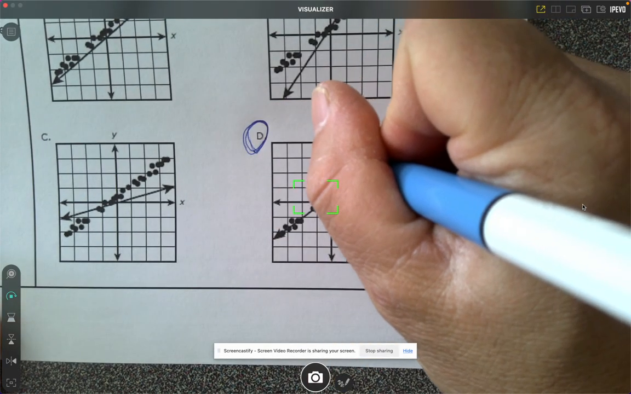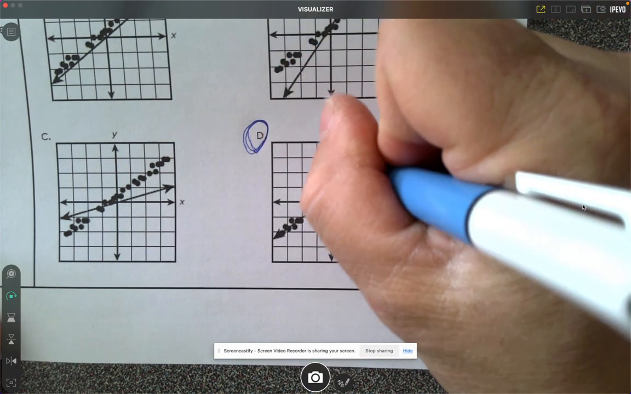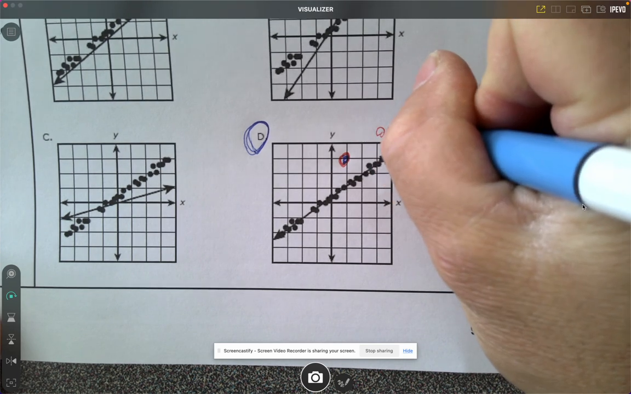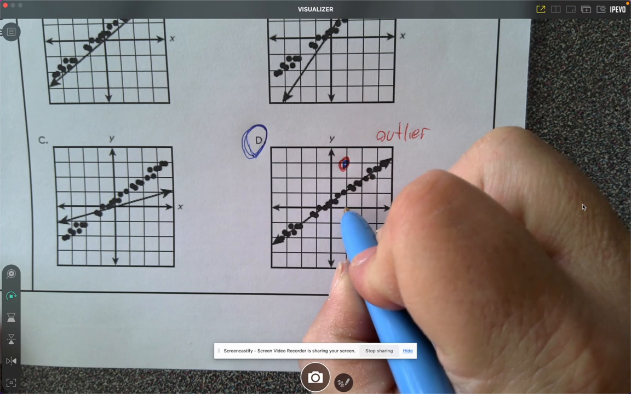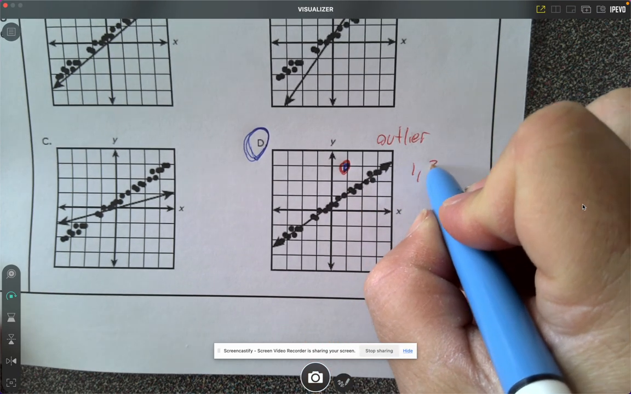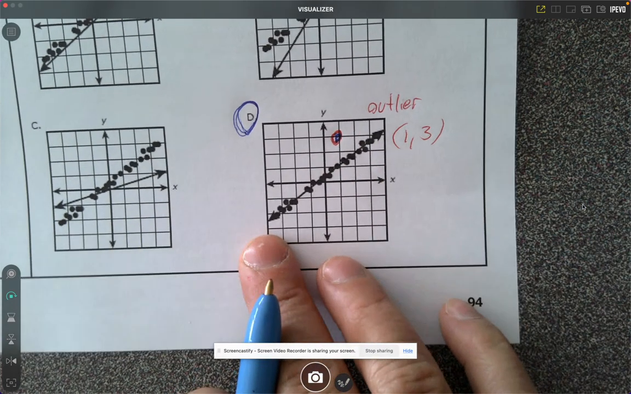If there was a point here, actually I'll cover that one in red. This is called an outlier. Just like in Sesame Street, it's not like the others. This would be a coordinate 1, 3. It is way farther than the rest of the data. That is considered an outlier.